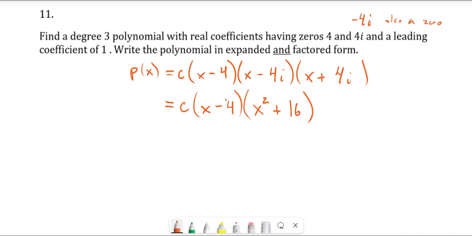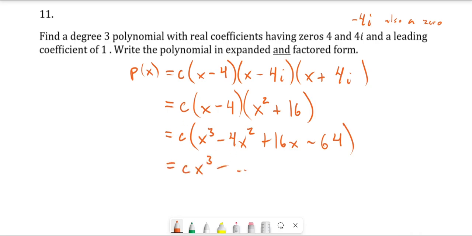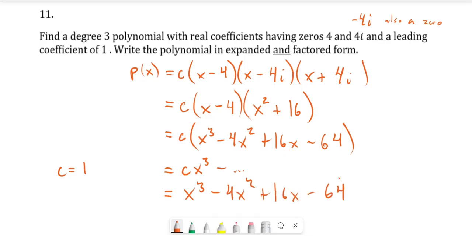If we wanted to expand it, we could go a little further and FOIL this, which would give me c times x cubed minus 4x squared plus 16x minus 64. And again, if this were a more complicated problem, I would be looking at this term here and saying I need it to be 1 after distributing the c, but we can see that that's going to imply that c is equal to 1, which we really could have imagined just from the very beginning. So at the risk of being a little confusing, I'll just say that c must be equal to 1 at this point, and we could write x cubed minus 4x squared plus 16x minus 64 itself without that little modifier up front.